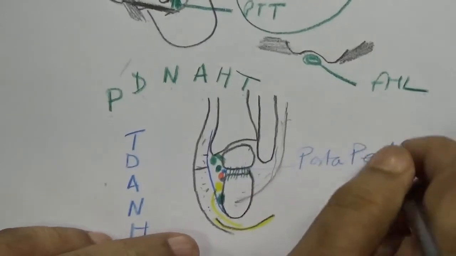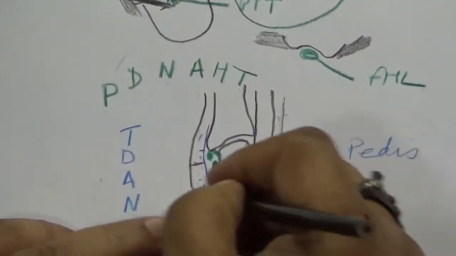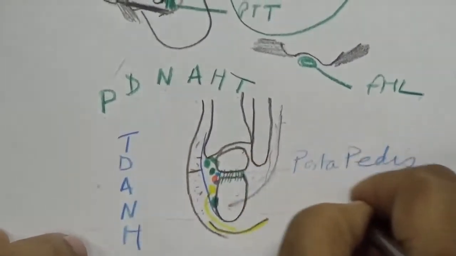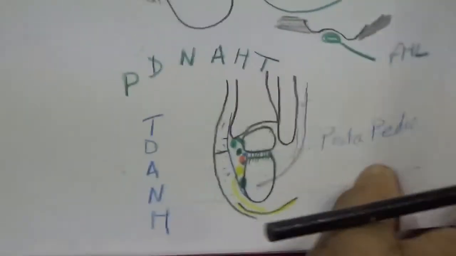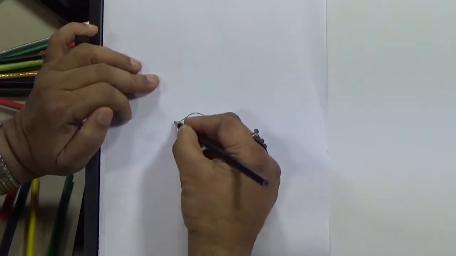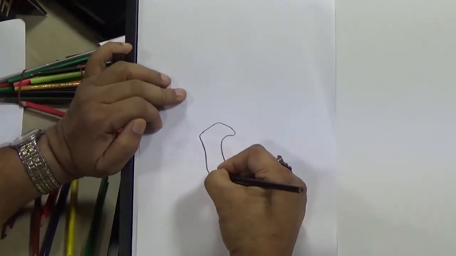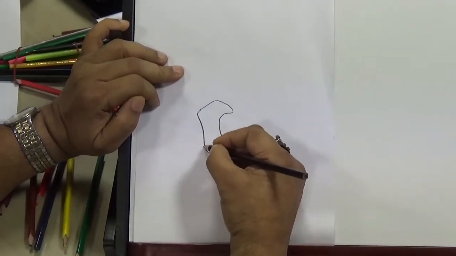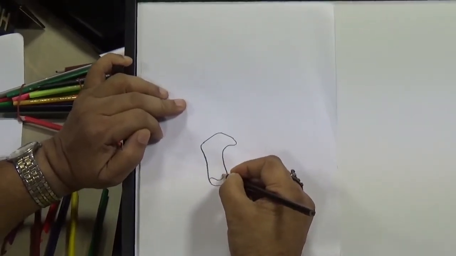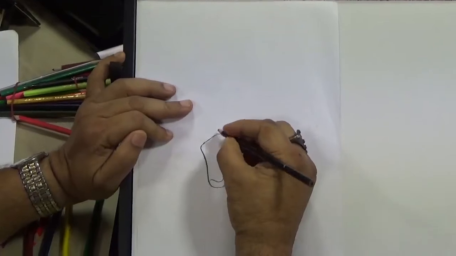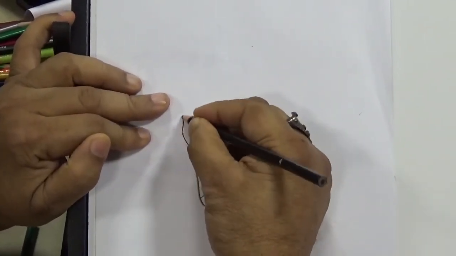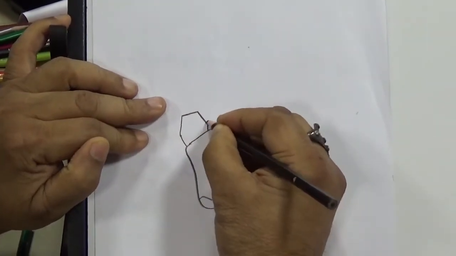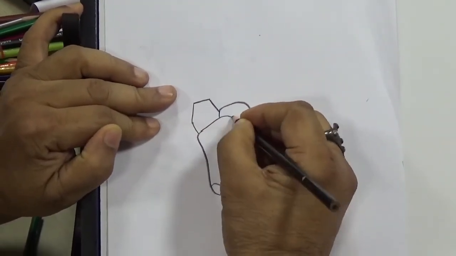Alright. So this is the foot from the dorsal side. Sustentaculum tali and the calcaneum. Here you will see the tuberosity. From here you will see the cuboid. Here you will see the navicular, like this.